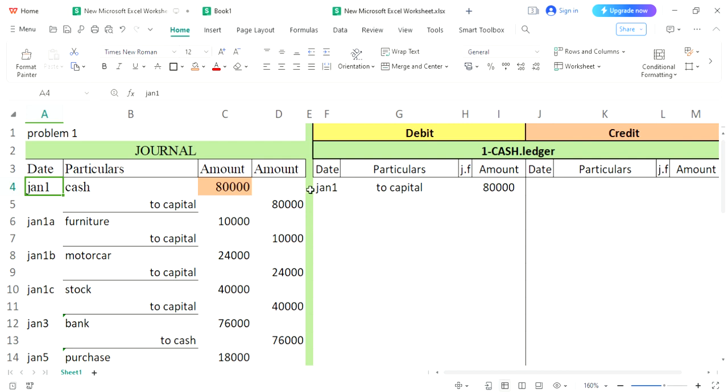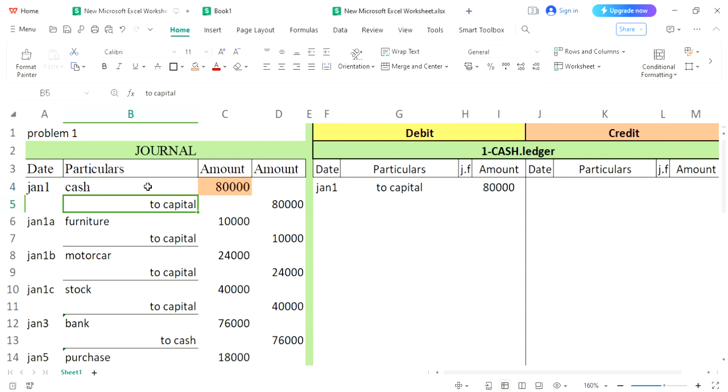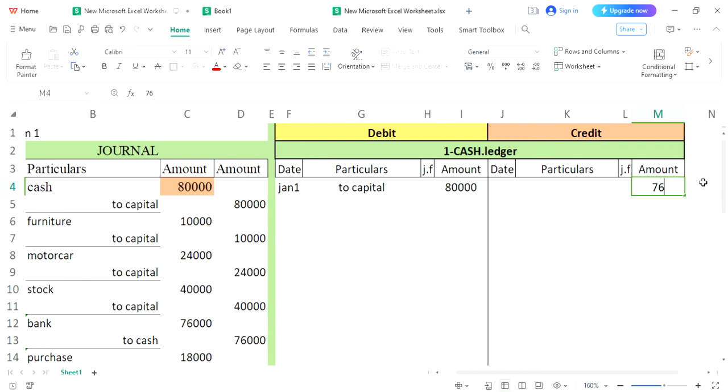Now it's time to see what other entry contains the cash. We are making cash ledger and we are attentive to cash only. You will skip the capital, you will skip the furniture, motor car, everything will be skipped. We will only be attentive upon cash. And here cash has arrived and this is entry number January 3rd and we have seen cash which is credited. If cash is credit, where will we go? We will choose the credit side and we'll put the amount on credit side, 76,000.